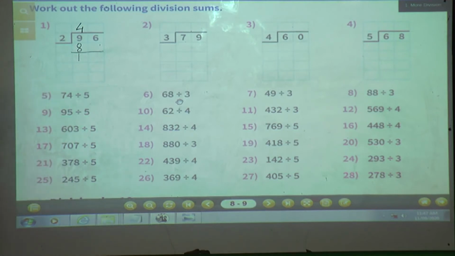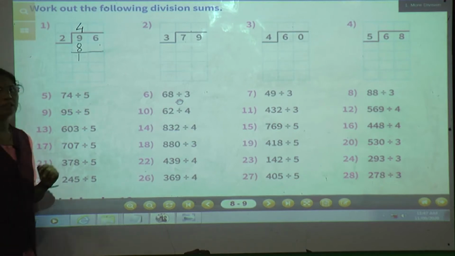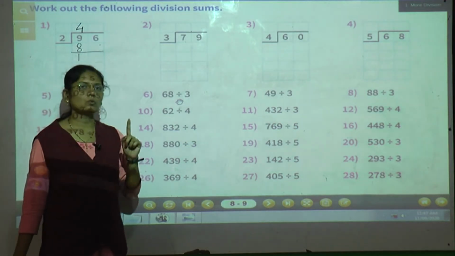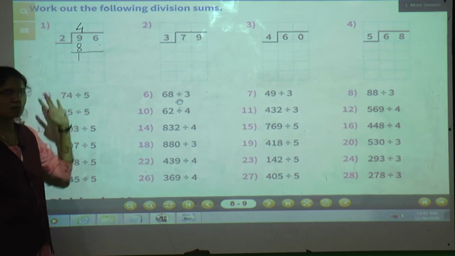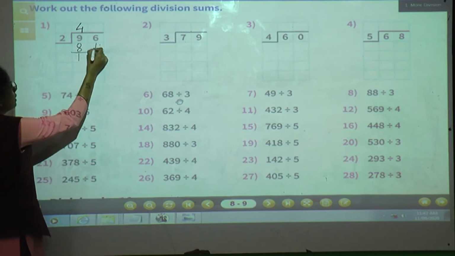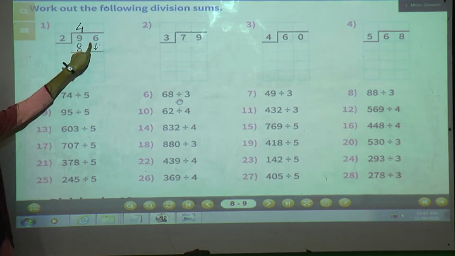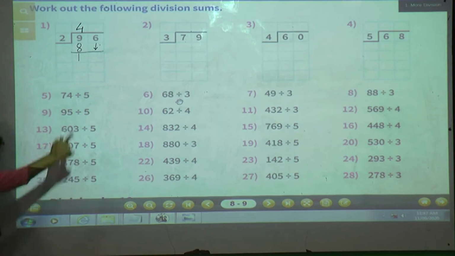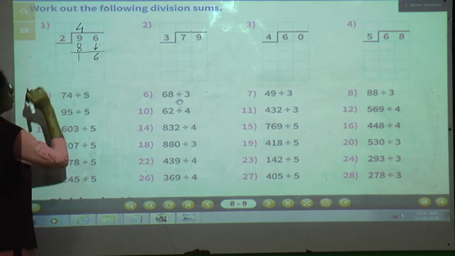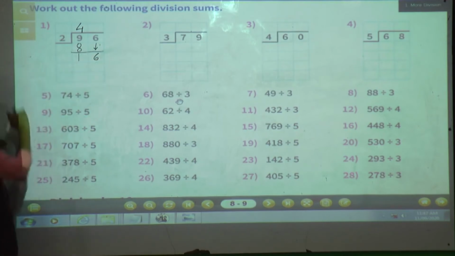Now we will move to the next step. What is the next step? In the next step we have to take this number down. So here we have to draw one arrow. Arrow means what? This number will come down now. Okay, now here which number you can see? 6 is there. So we will take that 6 down here. Okay, now here we have 16 number.